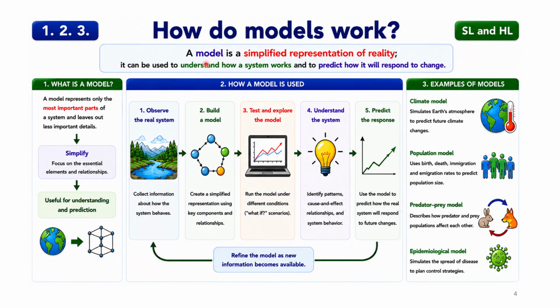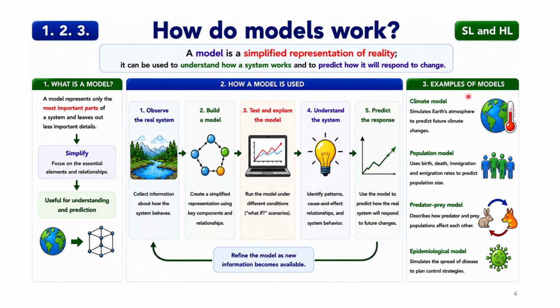Let us now examine how models work in environmental systems. The process begins by observing the real system and collecting data. We then build a model using key variables and relationships. Next, the model is tested under different what-if scenarios to explore possible outcomes. This helps us identify patterns, cause and effect relationships, and system behavior. Once validated, the model can be used to predict future responses to change.